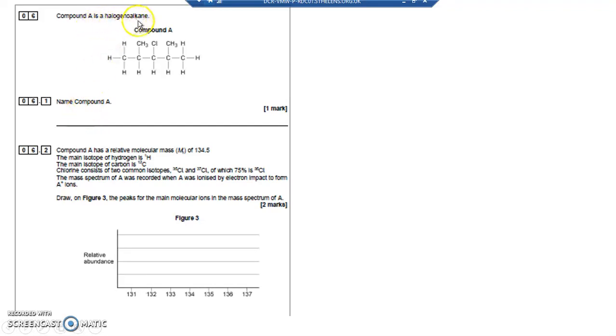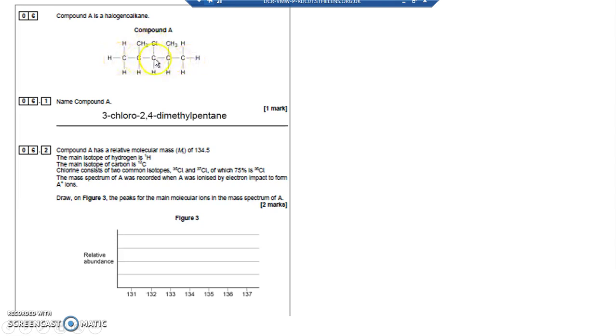Compound A is a halogenoalkane, so it's got a Cl group, it's got 5 carbons in a line, it's got 2 methyl groups, so it's pentane because it's got single bonds, 5 in a line. It's symmetrical, so it doesn't really matter whether we start labeling from the left or the right, we're going to end up with the same numbers for the methyl groups and the Cl, so it's 3-chloro, 2,4-dimethyl pentane.